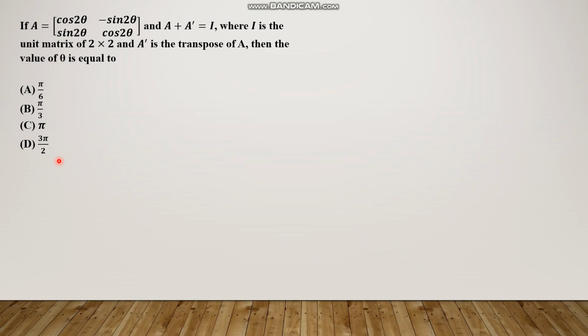Next question. If A is the matrix cos 2 theta, minus sin 2 theta, sin 2 theta and cos 2 theta, and A plus A dash is given to be I, where I is the unit matrix of order 2 by 2, and A dash is the transpose of A, then the value of theta is equal to. This is a direct question. So what we do is, we will see only the first element. We just need the first element. We know that even if you take the transpose, the first element is the same.